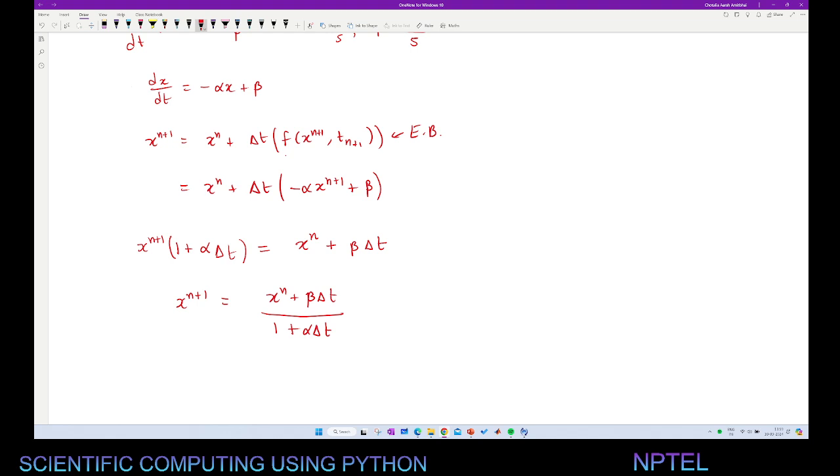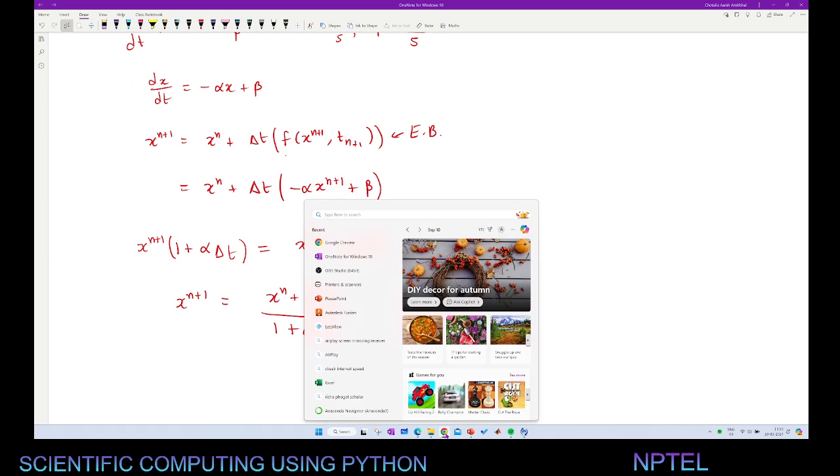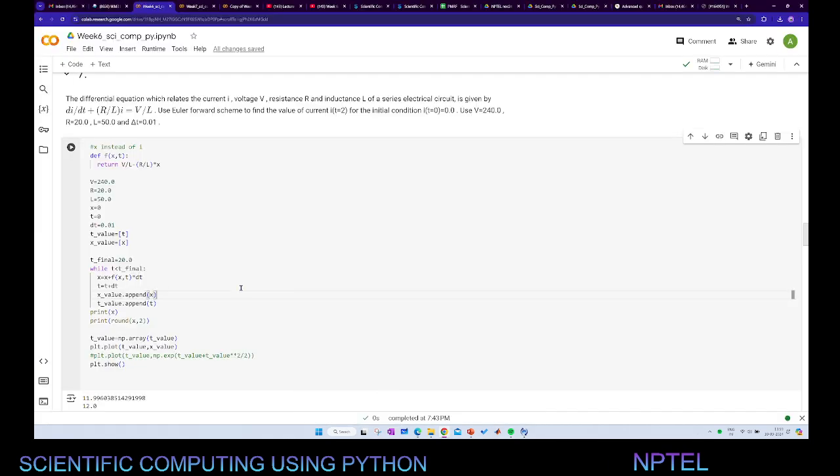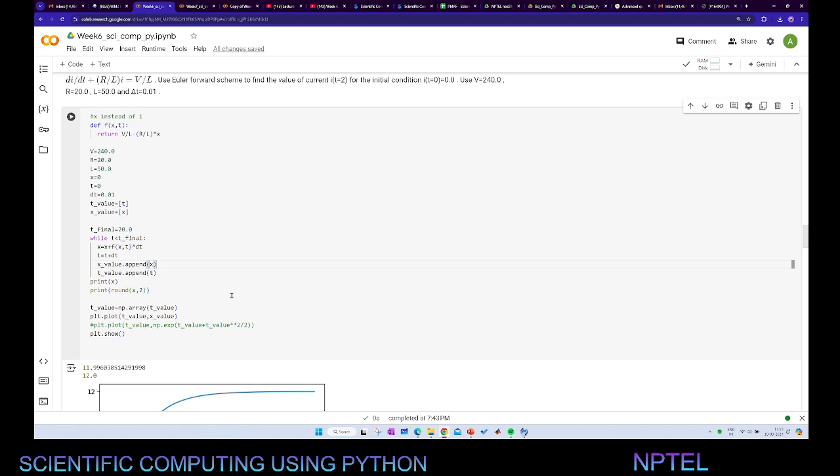Okay, I might make some algebraic mistake, so please point out if I do. A quick sanity check would be if delta t is equal to 0, then x_{n+1} becomes x_n, right? So now let's put this in the formula. I'll copy paste this.